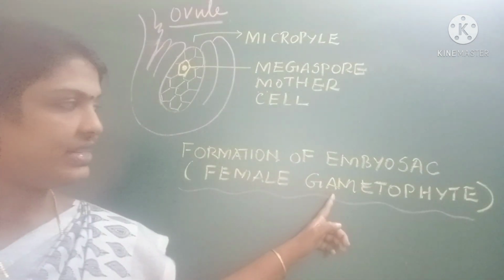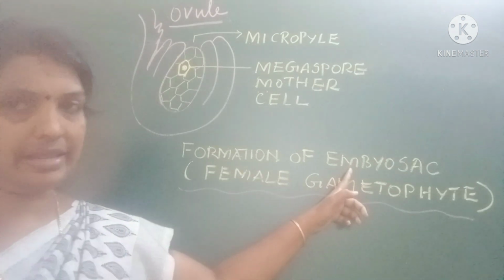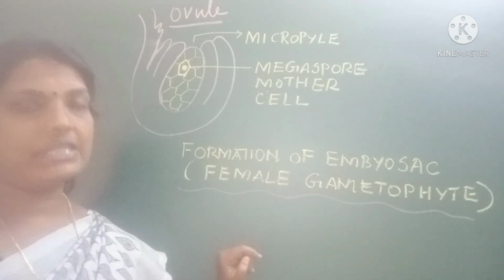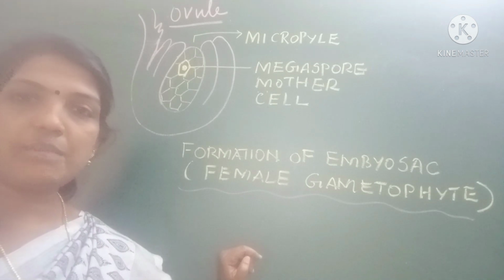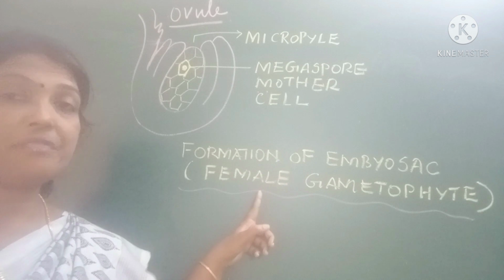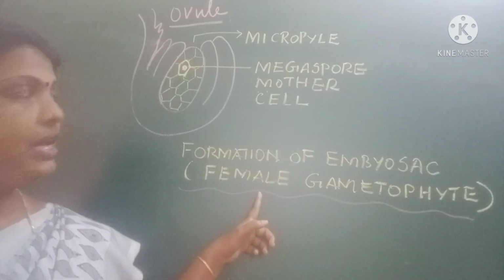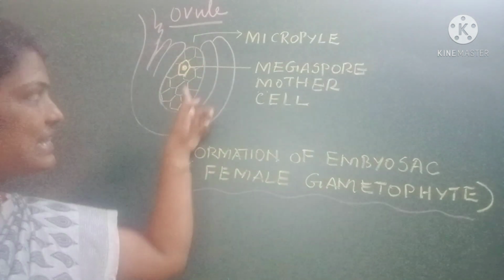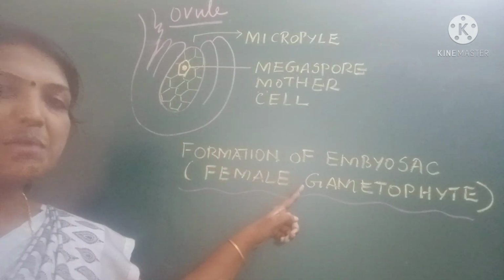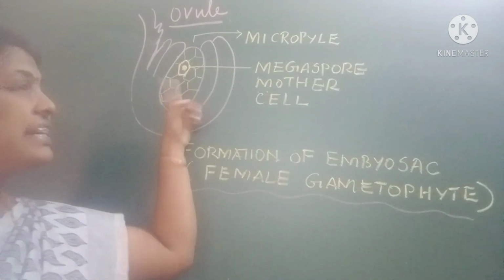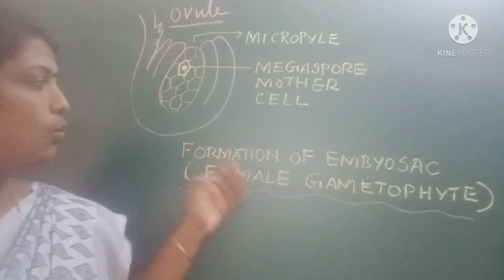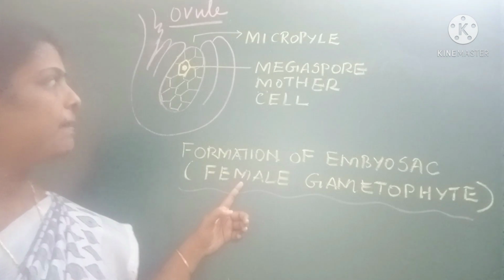The female gametophyte, that is the embryo sac. What is the male gametophyte? Yes, the pollen grain is known as the male gametophyte. The embryo sac is known as the female gametophyte. The embryo sac can be seen inside this nucellus. Today we are going to study how this embryo sac is formed inside this nucellus. Clear? Let us start how its formation occurs.